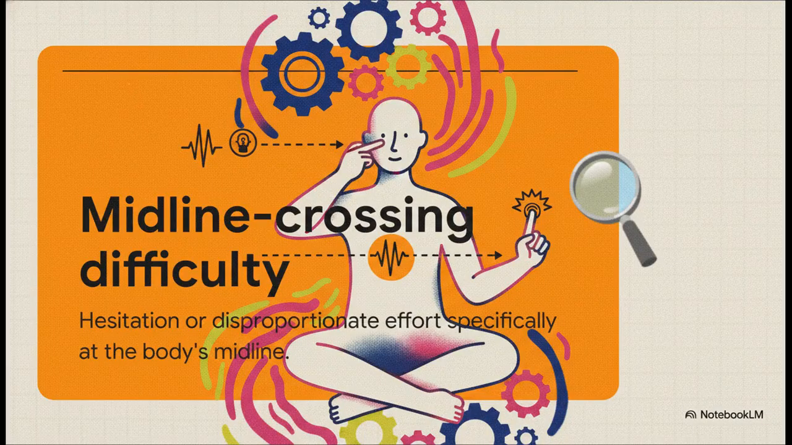Next up in the battery, we've got midline crossing difficulty. Try asking a seated patient to touch your finger, then their nose, and then repeat it while crossing the body's midline, say right hand to left ear. A functional pattern will show a sudden hesitation. Maybe they abort the movement entirely, or they show disproportionate effort specifically right at that midline crossing. It's really fascinating because a structural issue, like cerebellar ataxia, produces uniform incoordination throughout the whole movement. But our functional patients experience a sudden block exactly at the midline.